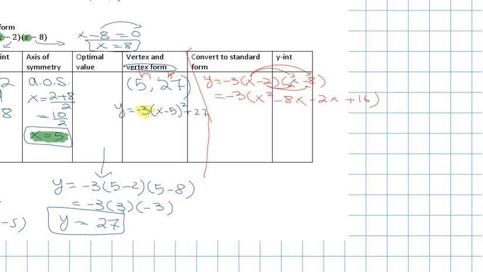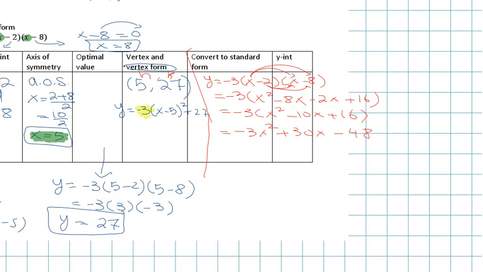Then I collect like terms inside the bracket. And then distribute that negative 3 in. Minus 48. It's in standard form, yeah? Good.